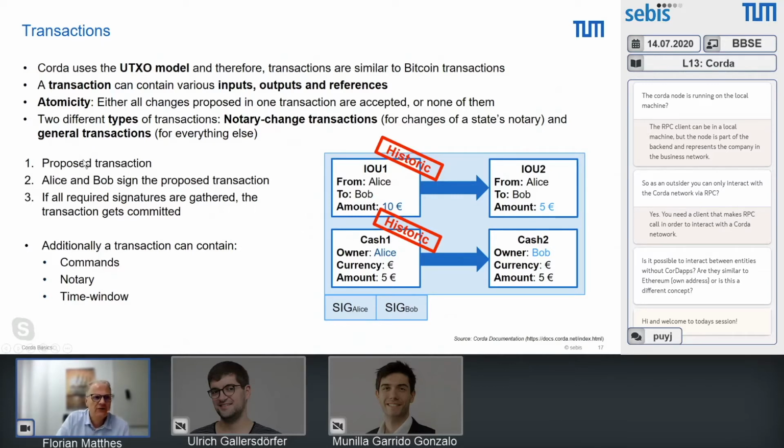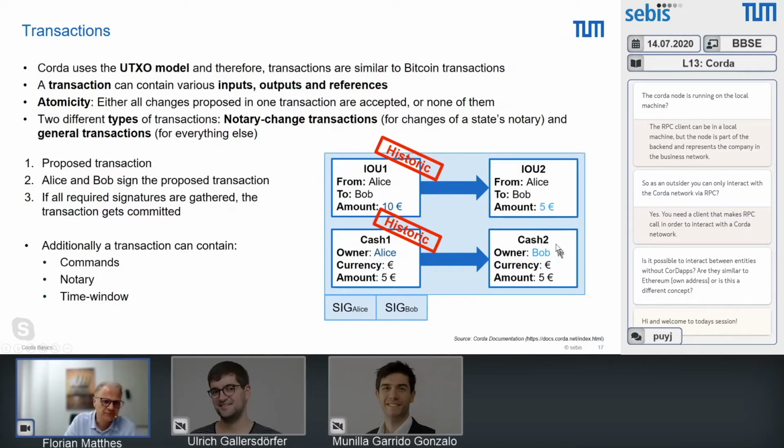So how does the transaction lifecycle now work? You first propose a transaction. You essentially say, this is what we want to do. This is the state we have. This is the state we want to produce. We both agree with it, one after the other, in a certain order with a certain workflow, which is explicitly defined. And this is then the proposed transaction. This is then validated by both parties. So they sign it, and if all the required signatures are gathered, the transaction gets committed. It's then sent to the notary, and the notary checks whether the inputs have not been spent by somebody else, and it then creates atomically the new output.